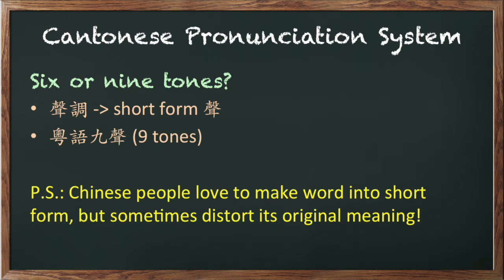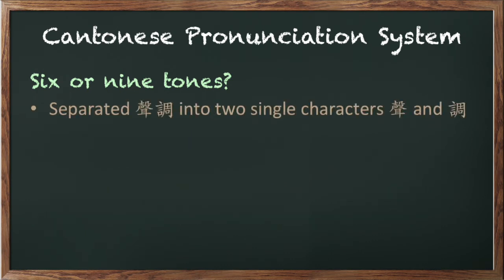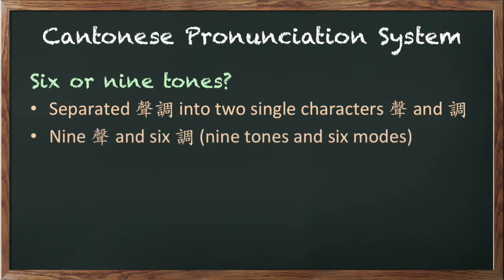Some people separated the term 聲調 into 2 single characters, 聲 and 調, and tried to understand these 2 words' meanings individually. Then they created the terms 9 聲 and 6 調. There is an English translation called 9 tones and 6 modes. Actually, I cannot understand why they translated 調 as mode. I think it is because of this that people started to say Cantonese has 9 tones and 6 modes, or simply only 6 tones.